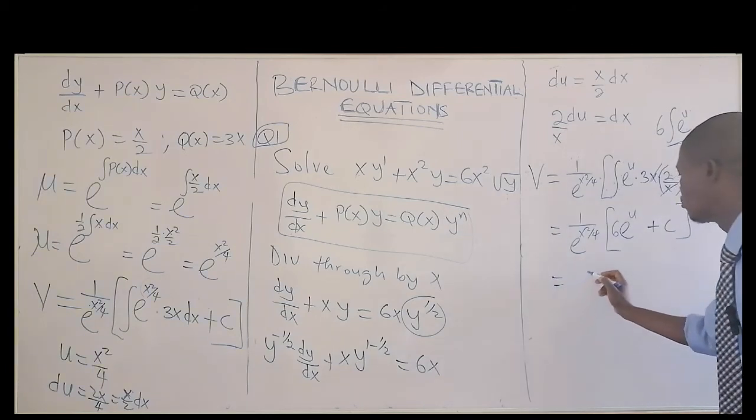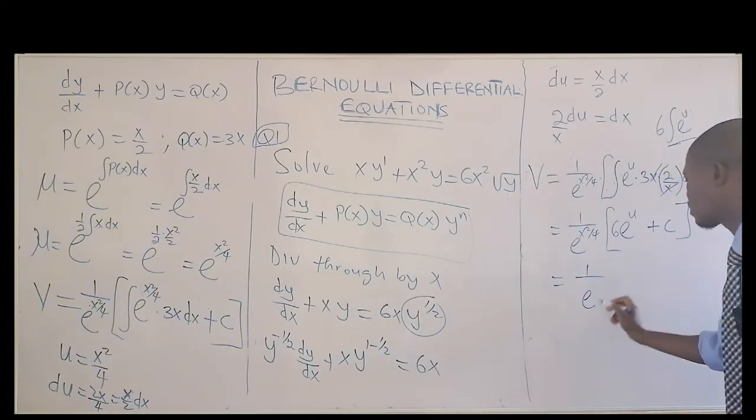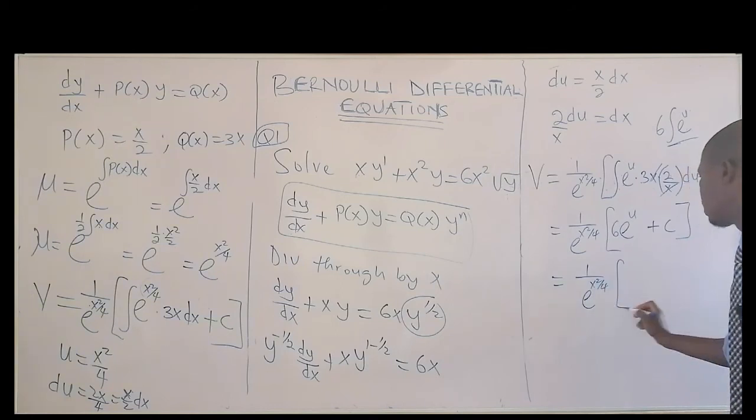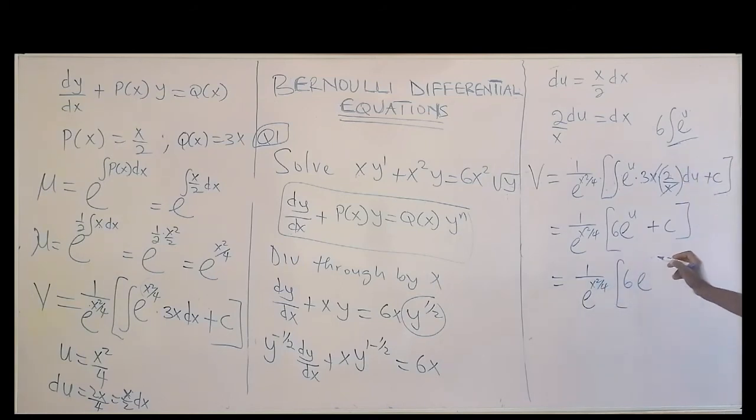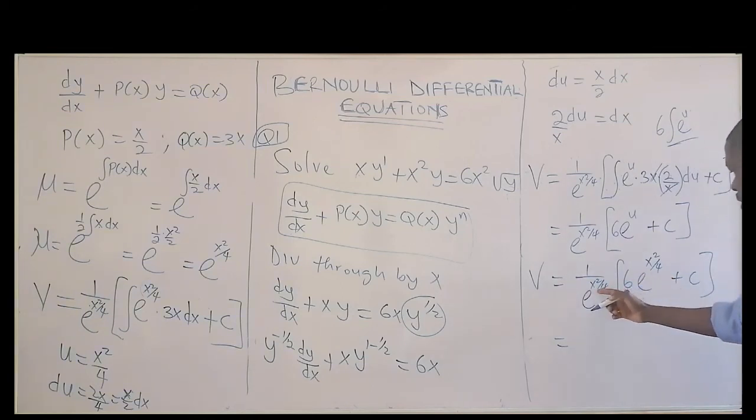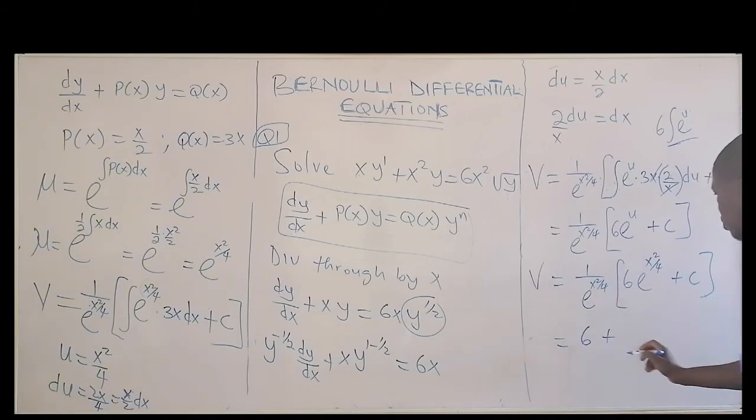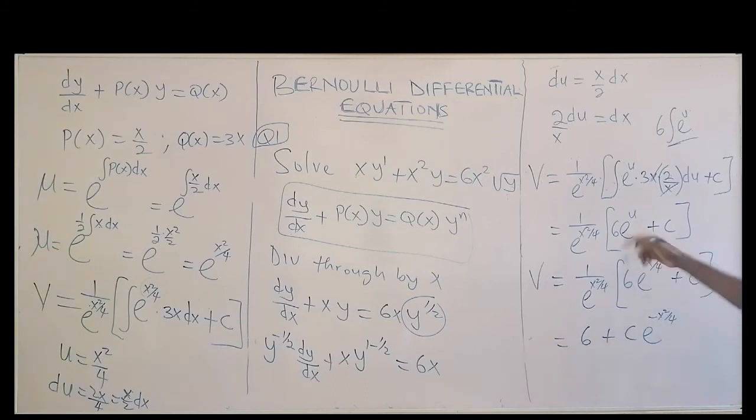So the final answer will now become 1 over e to the x² over 4, into bracket 6e to the u, where u is what? x² over 4, then plus c. And that's finished. The next thing to do now is open your brackets, and don't forget that 1 over e to the x² over 4 is the same thing as a negative exponent. This and this will cancel out. You have 6 plus c e to the minus x² over 4. If you remove the 1 over, you have this as your answer.